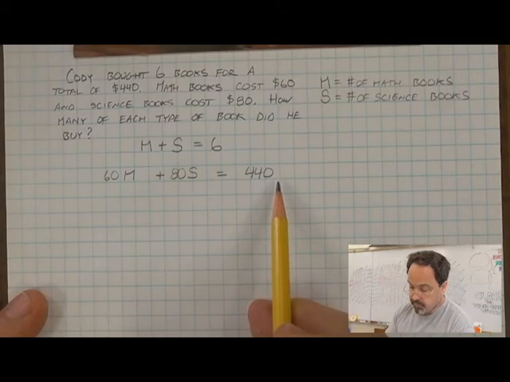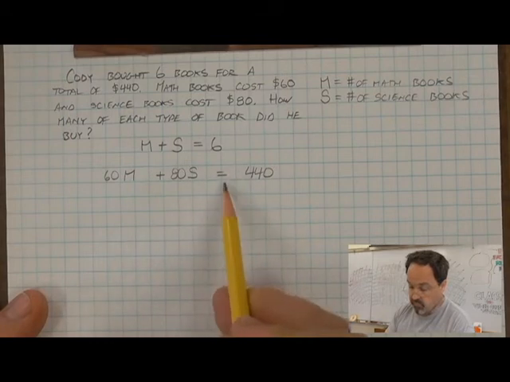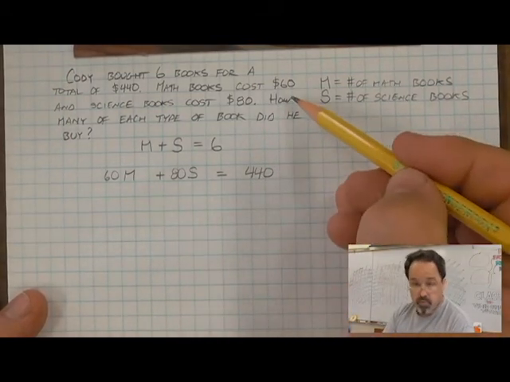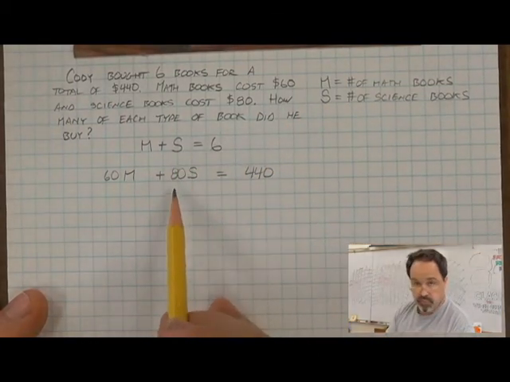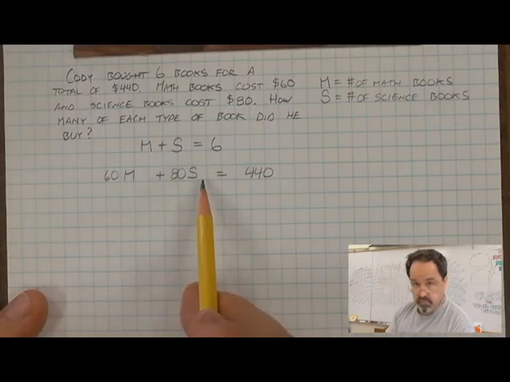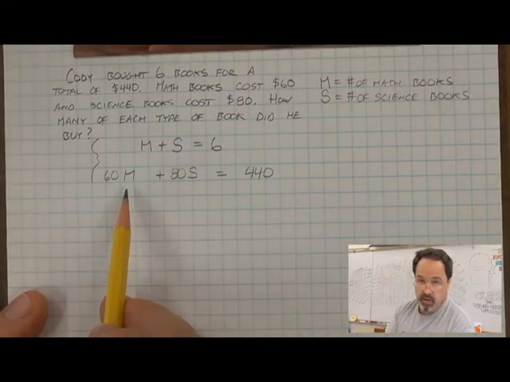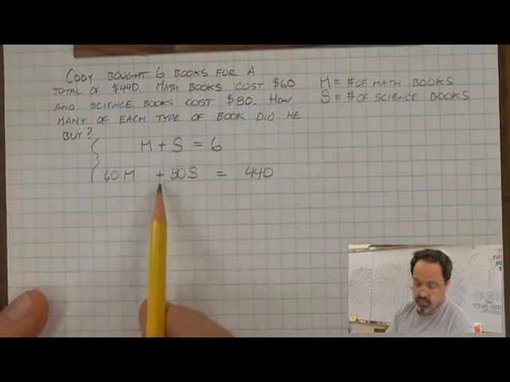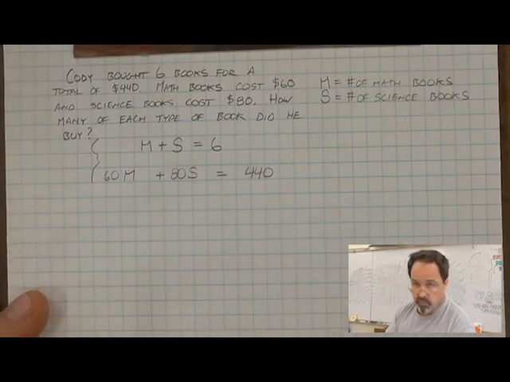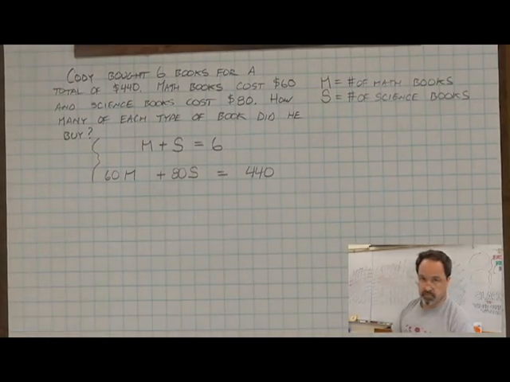Now I've created an equation where the cost of all the math books plus the cost of all the science books is equal to $440, which is what the problem told me. Now look at what I've generated. 2 equations, 2 unknowns. What I have here is a system, and I can solve the system by graphing or algebra, as we've learned to do recently. And if I found a number for m and s that make both these equations true, then I will have solved the problem. So let's now use substitution to solve this system.